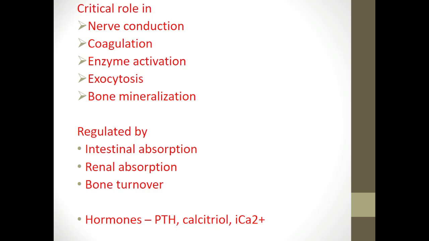That process is called exocytosis. During the exocytosis process, calcium also plays an important role. Then bone mineralization: of course, the formation of bone is connected with calcium and phosphorus. Then the calcium level in the body is regulated by two or three components.